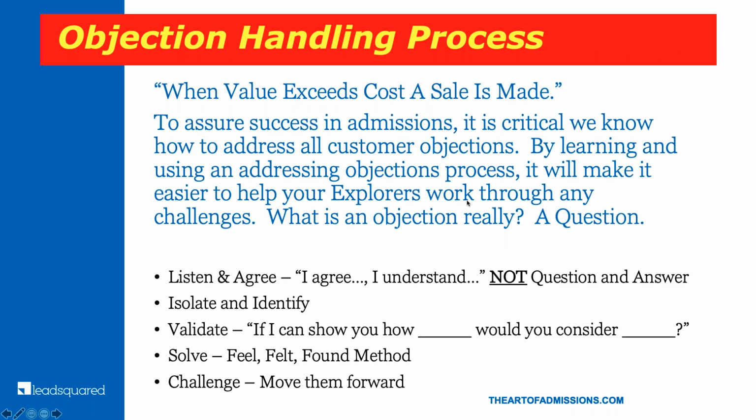And we're running out of time here. So the last elements we have here are listen and agree. Do not attempt to overcome an objection. Get that out of your vocabulary. We do not overcome objections. We address objections. Agree with them. I understand. It's just too much money. I understand. I hear you.